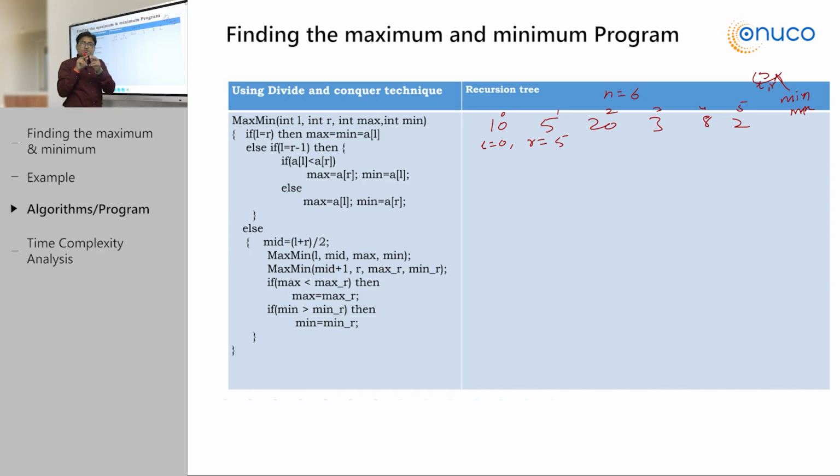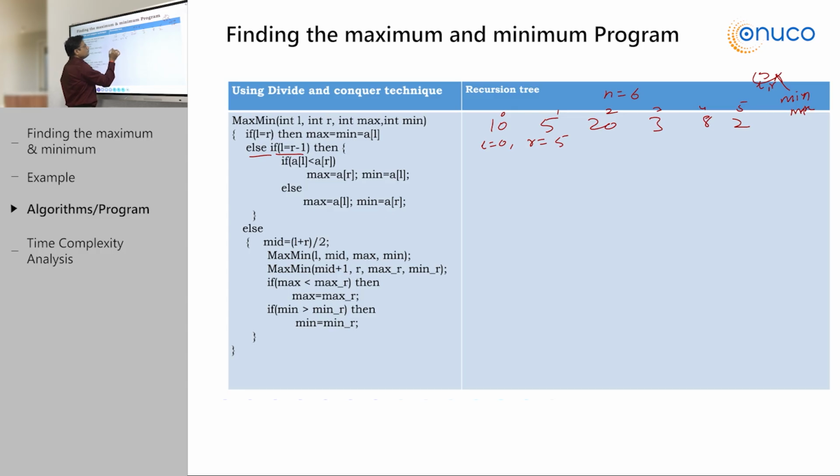The problem is if you have two elements. Then you simply do the comparison as we did in the previous basic concepts: if A is lesser than B, return A as the minimum and B as the maximum; else A is the maximum and B is the minimum. So the same thing you do here: else if L is equal to R minus 1, meaning the low index is equal to R minus 1.